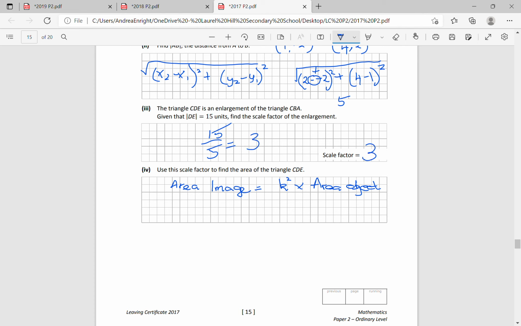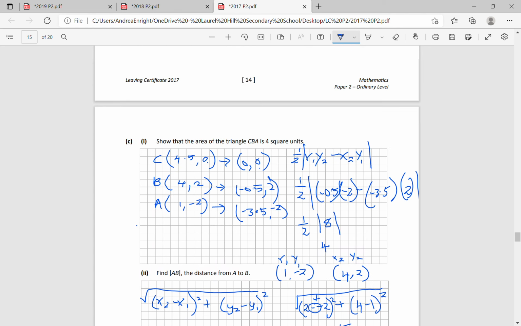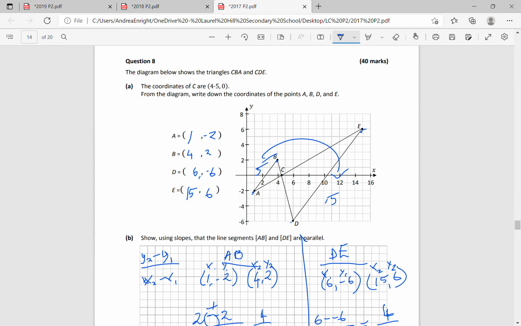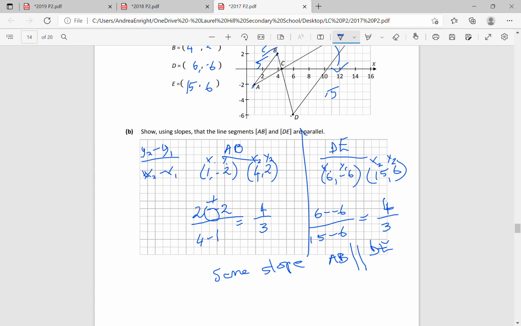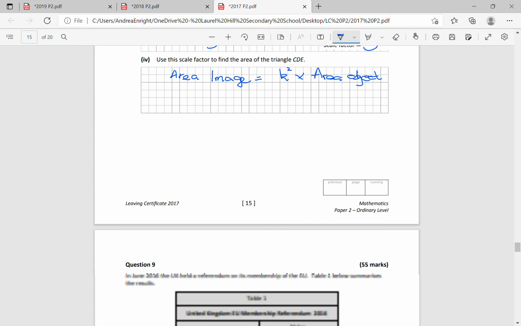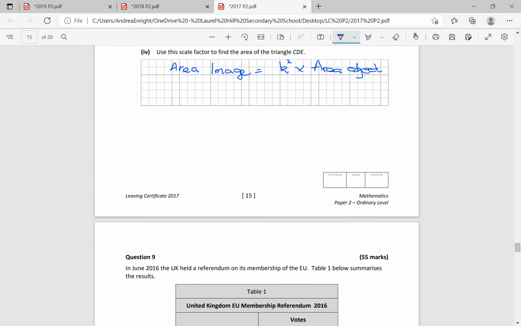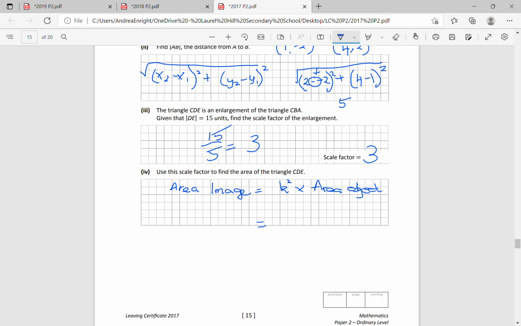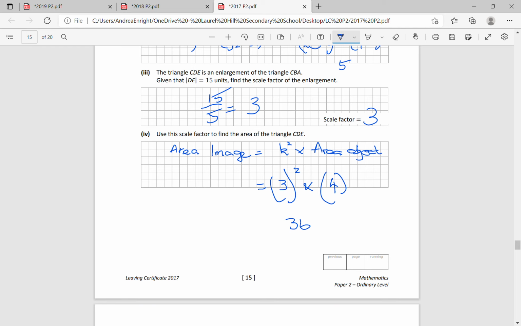Okay, use this scale factor to find the area of the triangle CDE. So the triangle CDE is the big triangle. We know the area of the small triangle. We figured it out a minute ago and it was 4, right? So the area of the image, the new triangle, equals the scale factor, which is 3, squared, multiplied by the area of the original triangle, which was 4. So 3 3s are 9, by 4 is 36. So that's the area of the image. That formula is not in the log tables. You need to learn this.